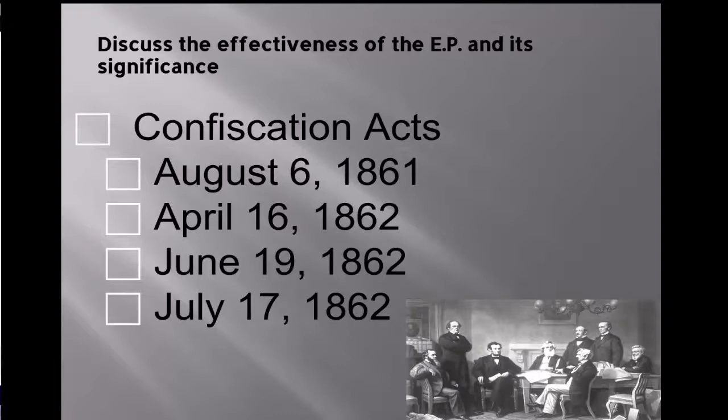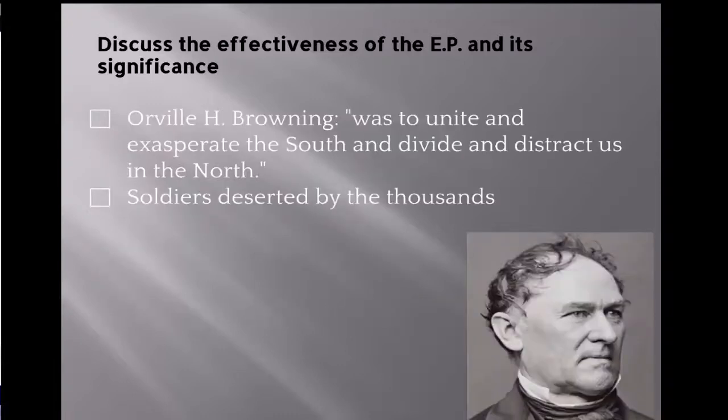The proclamation did not meet with everyone's approval, to be certain. So this guy right here, Orville H. Browning, he was Lincoln's good friend and a strong supporter of him, pointed out that the Emancipation Proclamation was to unite and exasperate the South. It, in many ways, invigorated the morale of the Southerners who were becoming war-weary. With the Emancipation Proclamation, their commitment to the war strengthened. And, as he points out, it divided and distracted us here in the North.